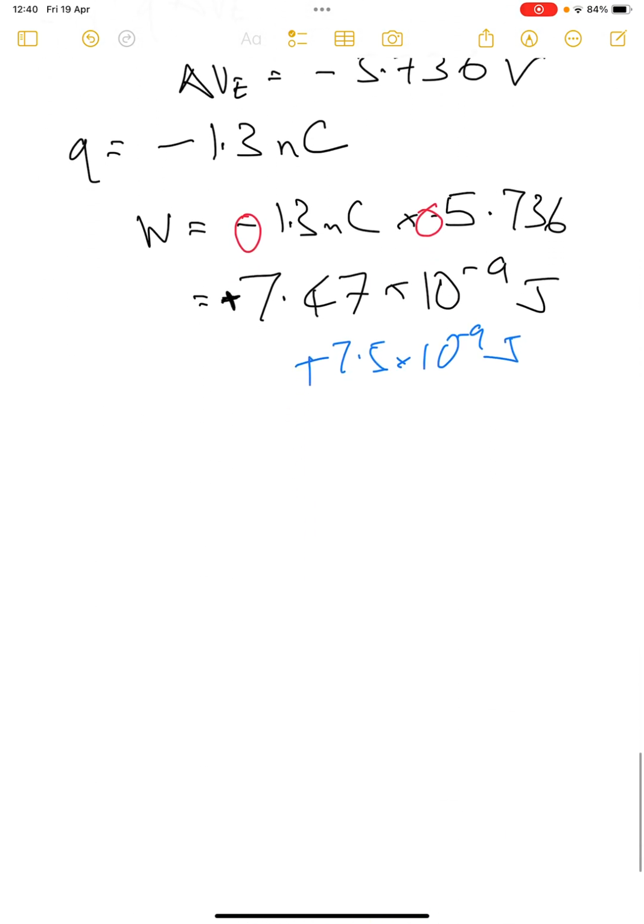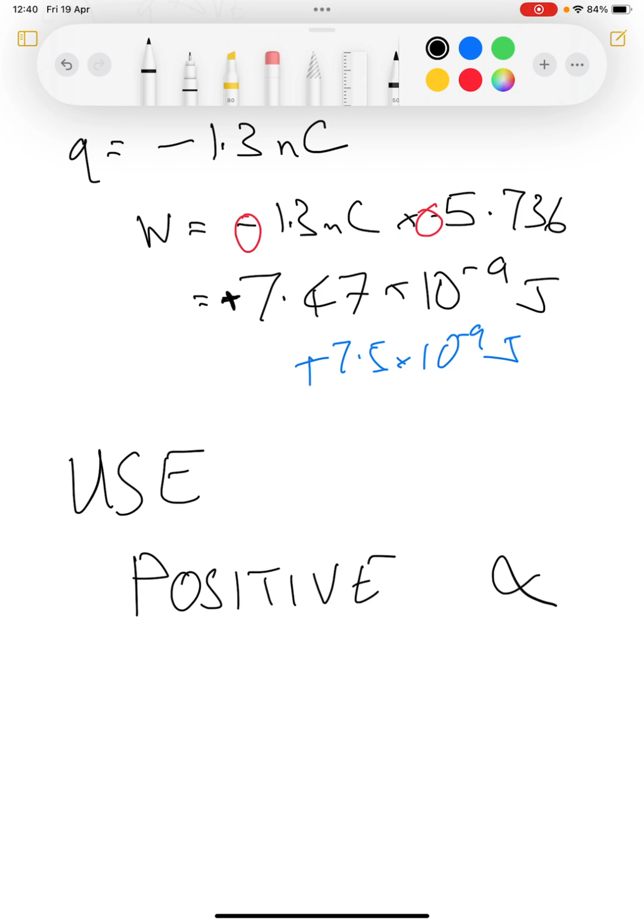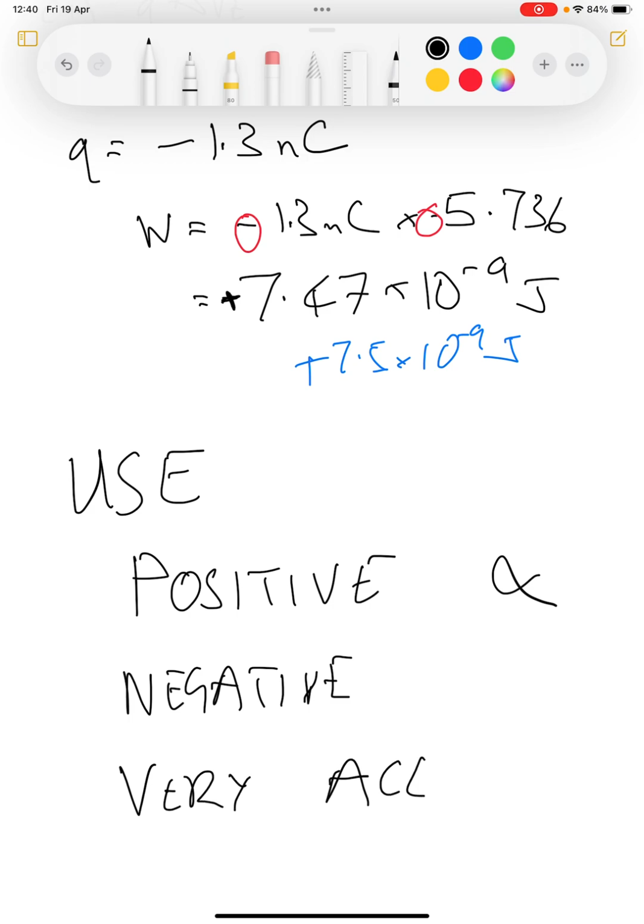For these ones, use positive and negative very accurately. Okay, there we go.